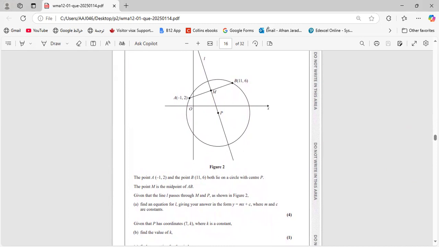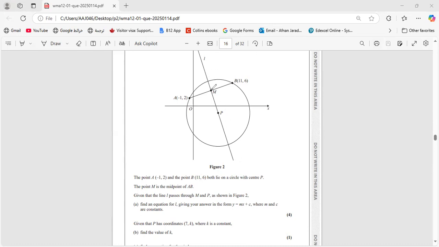The point M is the midpoint of AB, given that the line L passes through M and P as shown in figure 2. Find the equation for L, giving your answer in the form y equals mx plus c, where m and c are constants. Okay. Find the equation of L. To find the equation of a line, you need the gradient and one point to go to the magical equation. You need one point and a gradient.